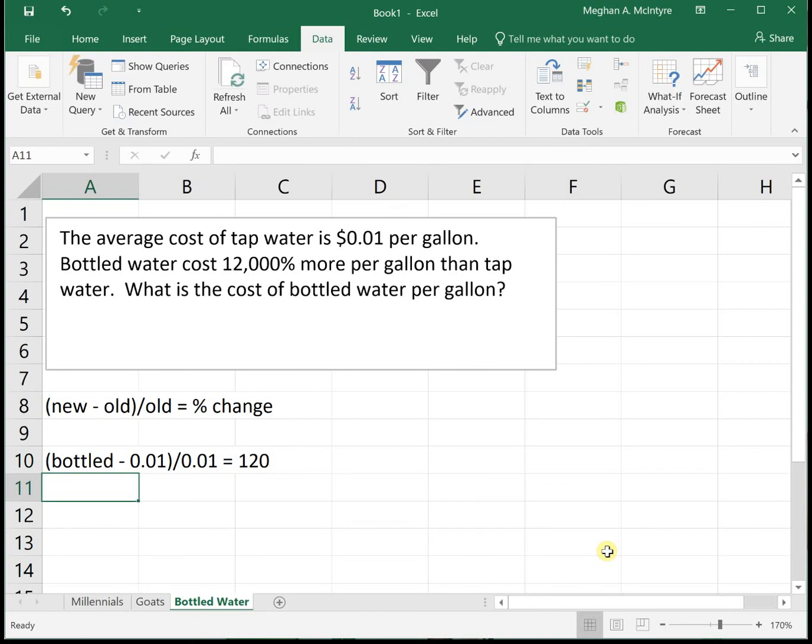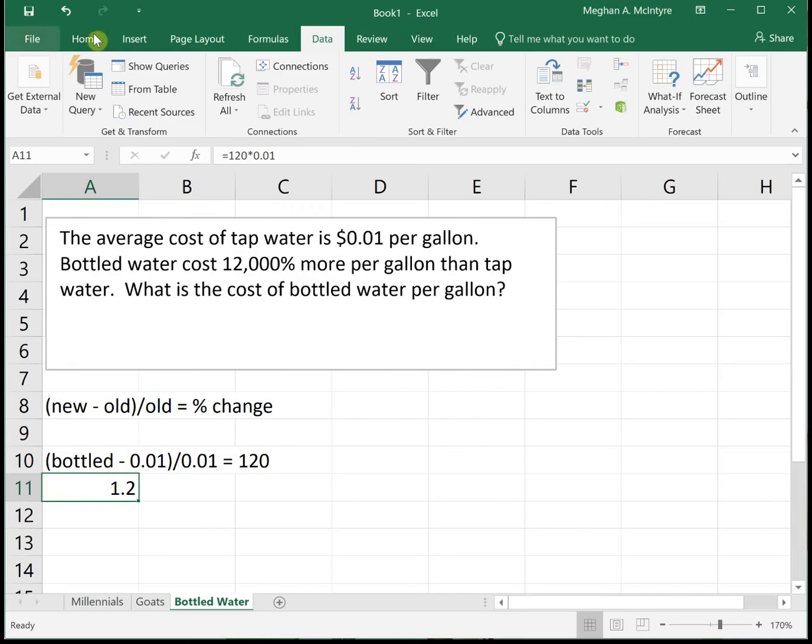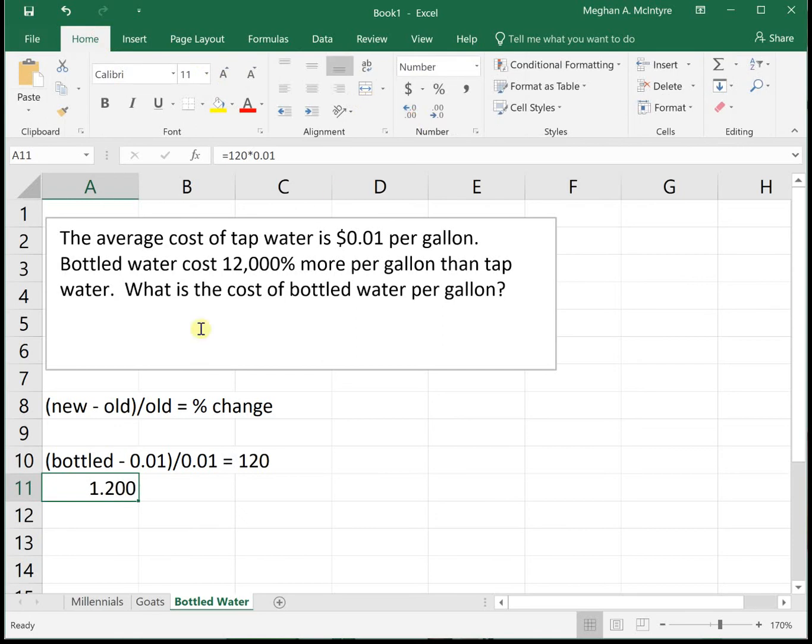In order to undo the division, we need to multiply both sides by 0.01. So if we take our 120 and multiply times 0.01, that's going to give us a new right side of 1.2. So it's just 1.2. So this tells us that bottled minus 0.01 is equal to 1.2. But we still have that subtraction in there. So to get rid of it, we need to add 0.01 to both sides.